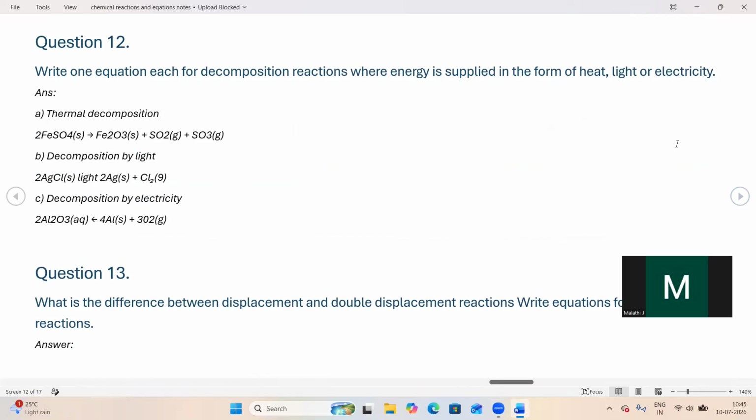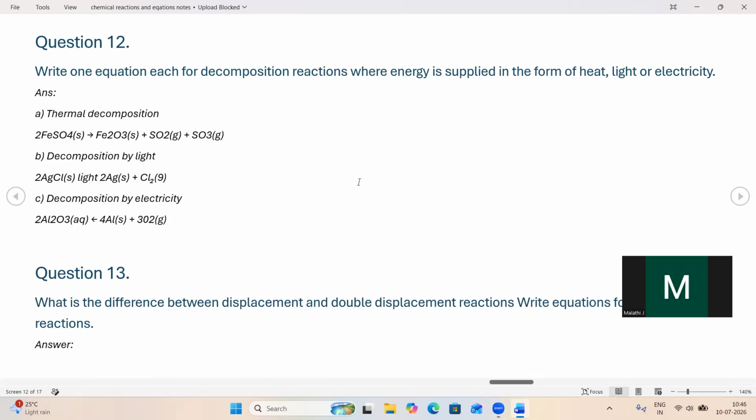First it is thermal decomposition, then photochemical decomposition by using light, and then electrolysis. So thermal decomposition takes place in the presence of heat, photochemical decomposition reactions take place by light, and electrolysis takes place by using electricity. With examples, you should write all the types of decomposition reaction. Three types of energy are used in decomposition reactions.